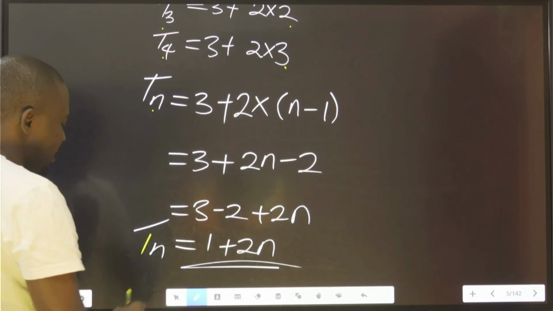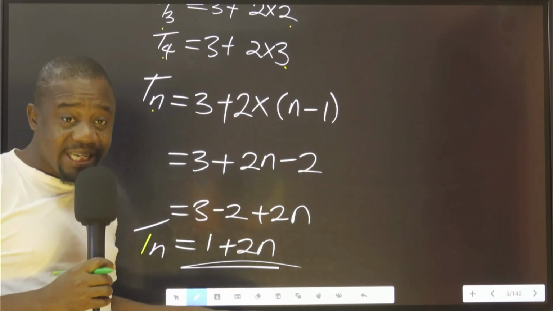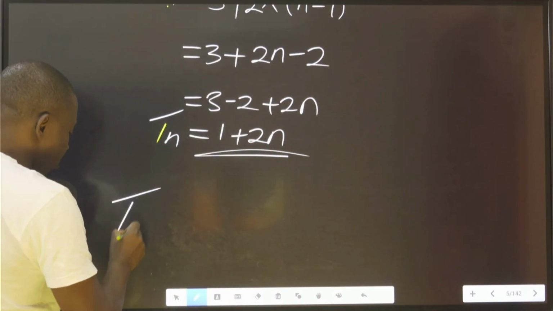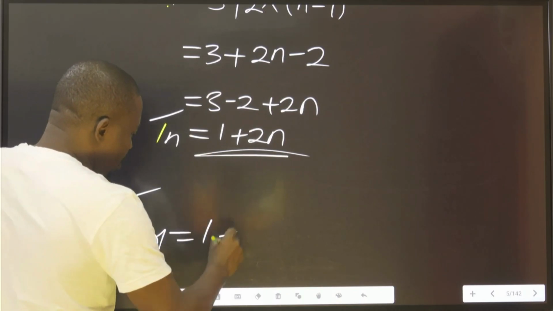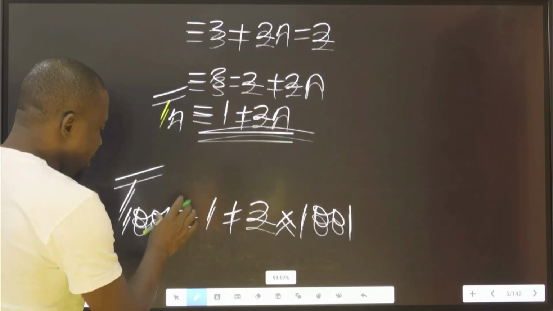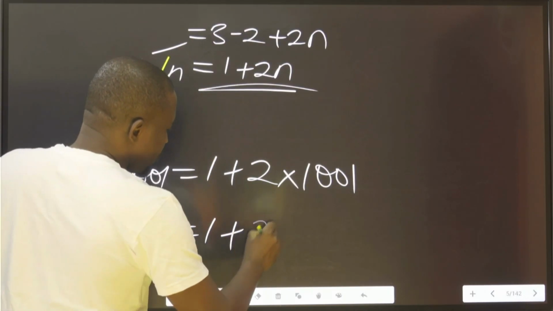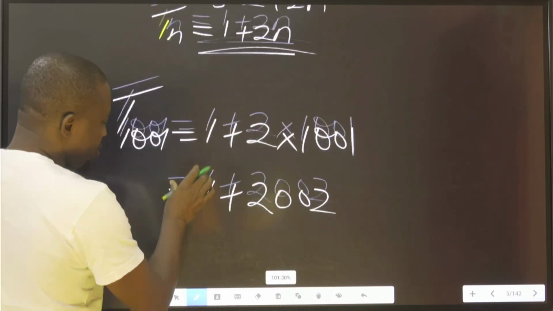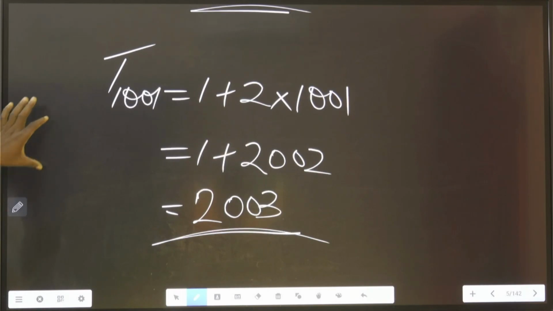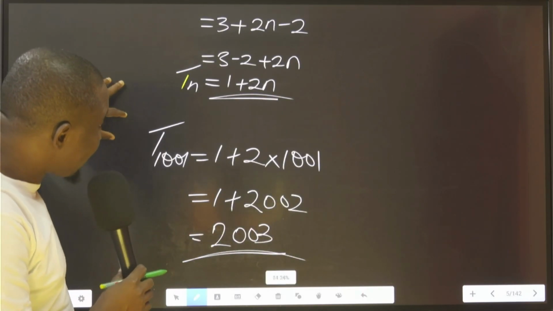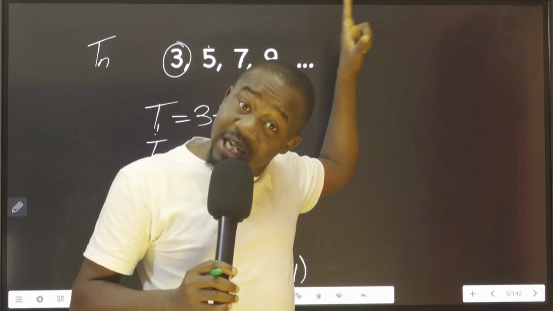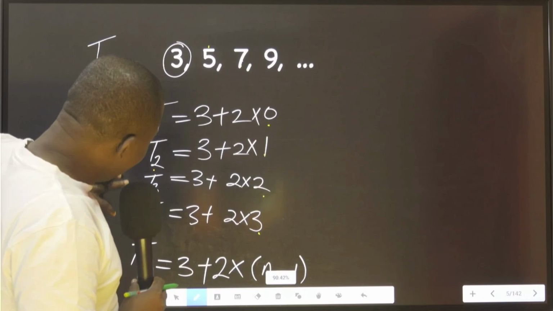This is the formula for what? For the nth term. With this now, I can get the 1001st term by saying 1 plus 2 multiplied by 1001, which is 1 plus 2002. I have 2003. Okay? So, this is the value we found. If you continue to write this down till you get to 1001 position, this is the value you will get.